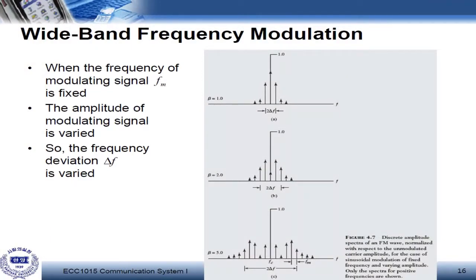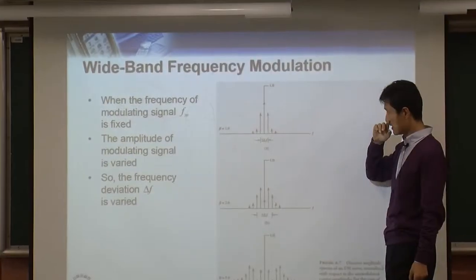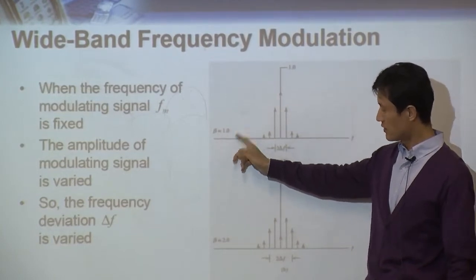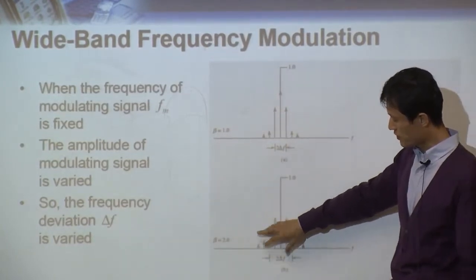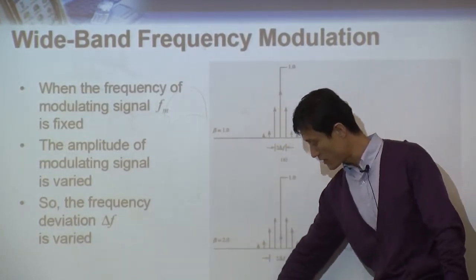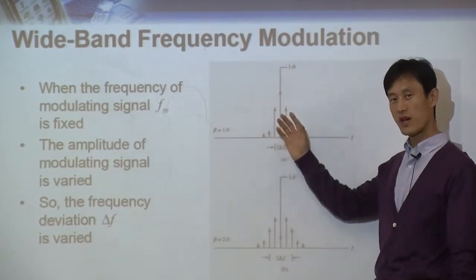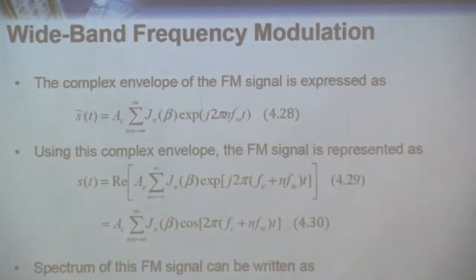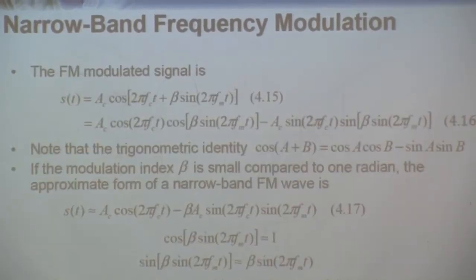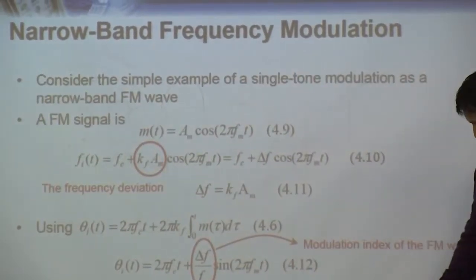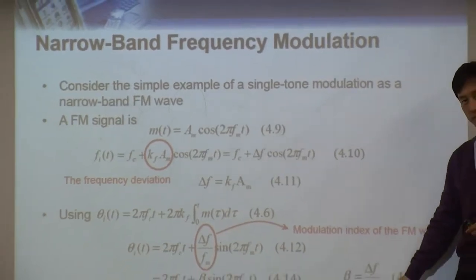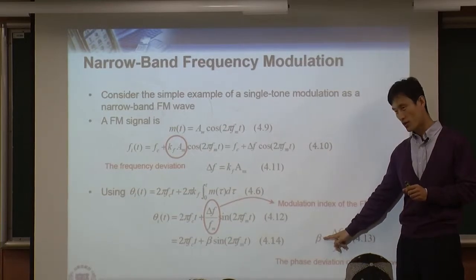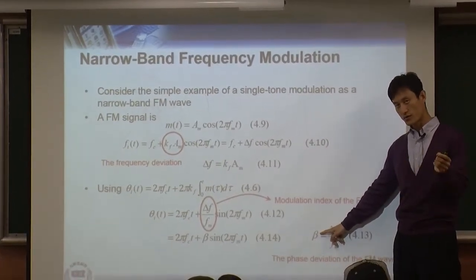What this picture shows you is that we basically try a different beta value. Beta equal to 1. The second figure shows beta equal to 2. This is beta equal to 5. So now we have a different beta value. But let's go back to our beta definition. Our beta is this one: delta F divided by Fm. So now we have a different value of beta. Let's say beta equal to 1 and beta equal to 2.